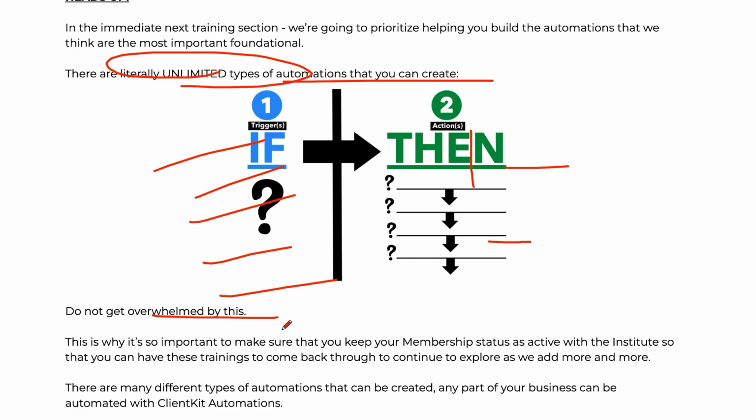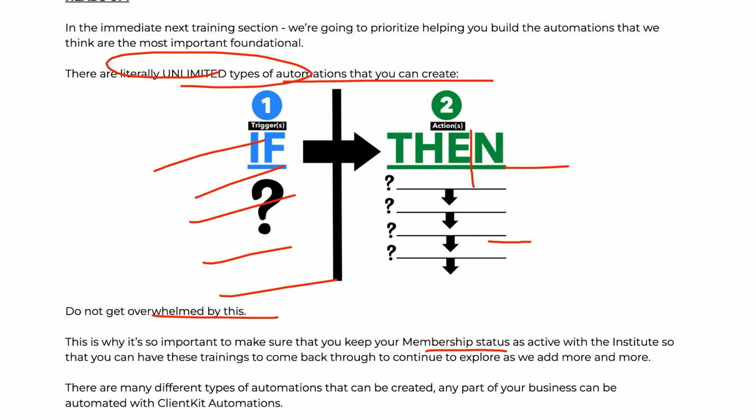And then obviously down the road, if you keep your membership status active with the Institute, these trainings are going to be available for you to come back to and explore. But more importantly, if you keep your membership status active inside of the Institute, you're going to have access to the community and the insiders who are sharing what is actually working there as well. So that is most important there. That way you can always reference and come back and build other automations as you build out your business more and more.